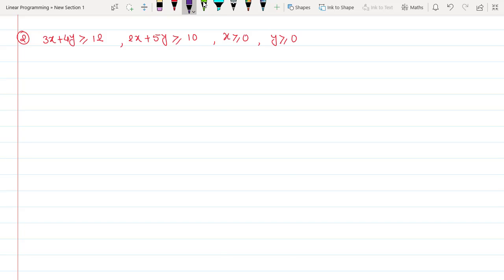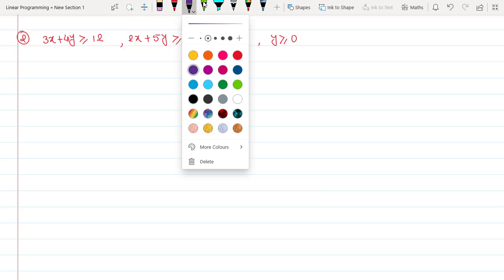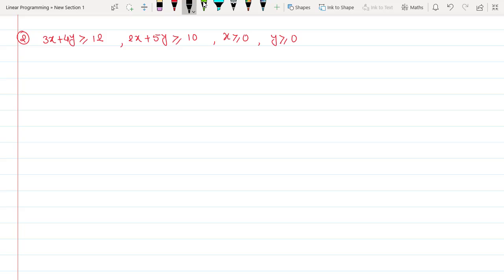See, again we have 4 inequalities here. So let's take them one by one. First step is what? Convert the given inequalities into equations. So we get the first one as 3x plus 4y equals 12. Second is 2x plus 5y equals 10. X and y, let them be as they are because they don't create any problem here.